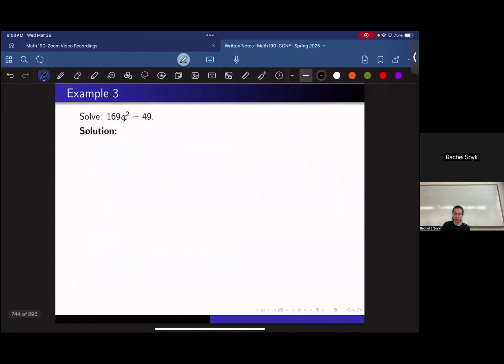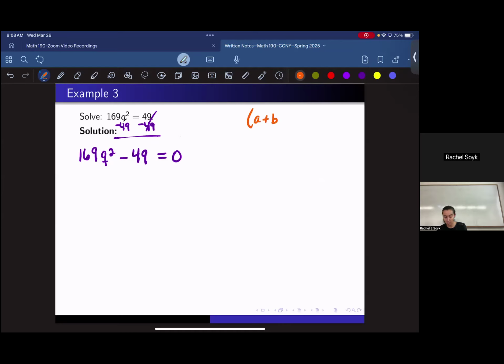All right. Do another example together. Example 3. Again, bring everything over to one side. We're going to go ahead and subtract 49 from both sides. So we're looking at 169q squared minus 49. Ooh, what stands out here? The difference of squares problem. A plus b, a minus b.